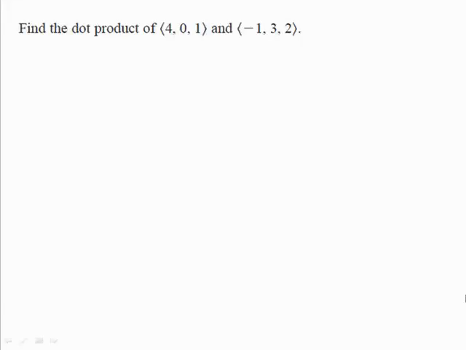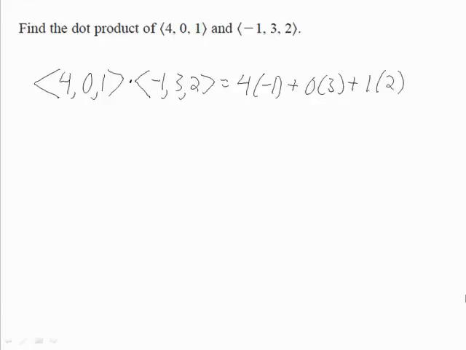Find the dot product of the vector 4, 0, 1 and the vector -1, 3, 2. The dot product of the vector 4, 0, 1 and the vector -1, 3, 2 is equal to 4 times -1 plus 0 times 3 plus 1 times 2, which equals -4 plus 0 plus 2, which is equal to -2.